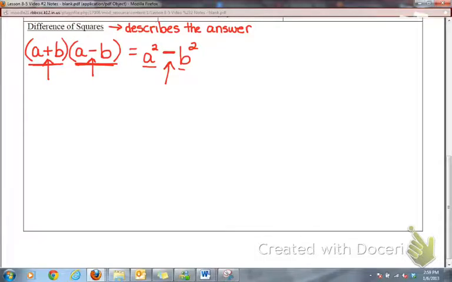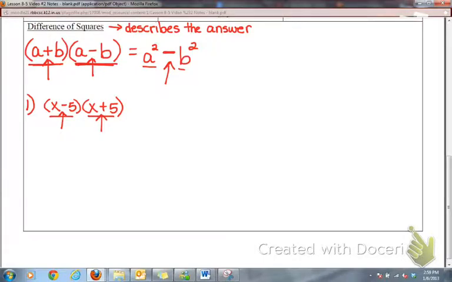So let's start with an example. Let's say we have the binomials x minus 5 and x plus 5. If I recognize that this is a special kind of problem, then I don't have to go through the steps of FOILing. I know this is a special problem because the binomials are almost the same, except one of them has a minus sign and one of them has a plus sign.